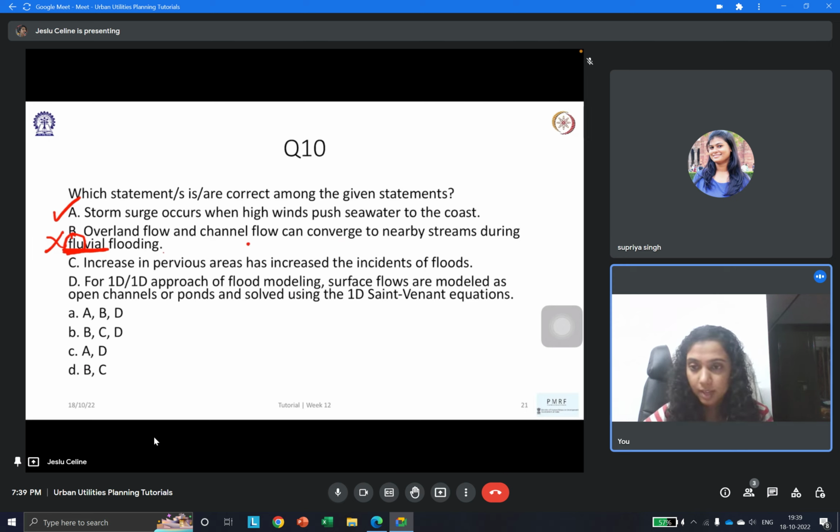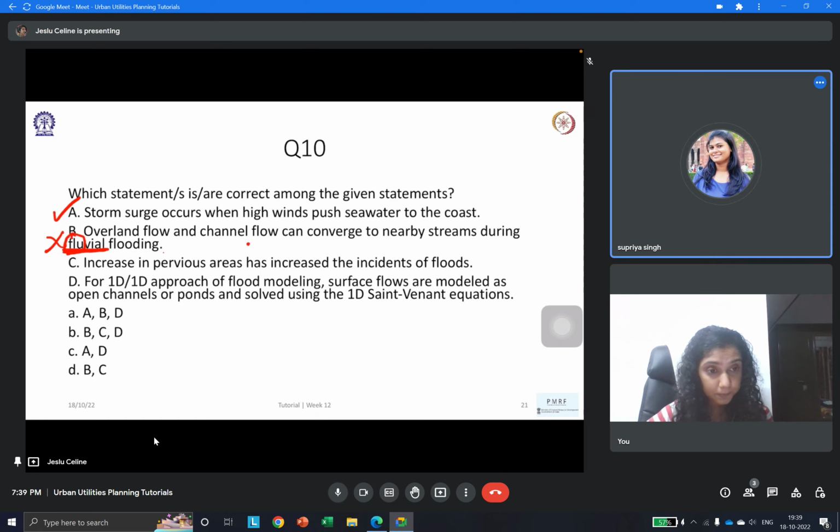Okay. Now, increase in pervious areas has increased the incidence of flood. It is wrong. Sorry, one second.